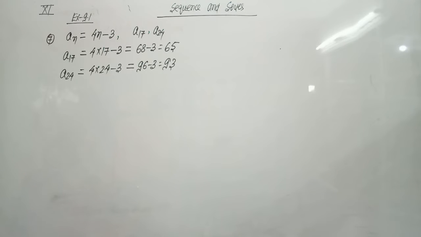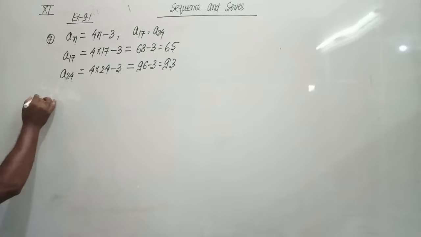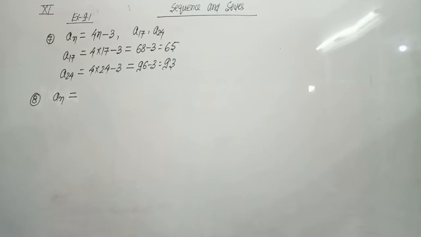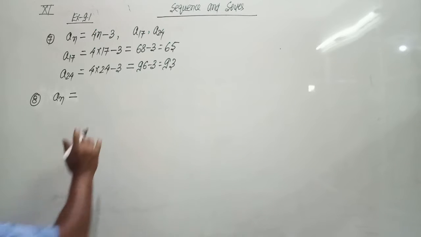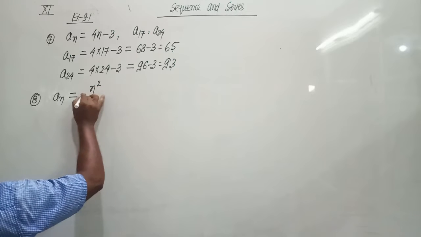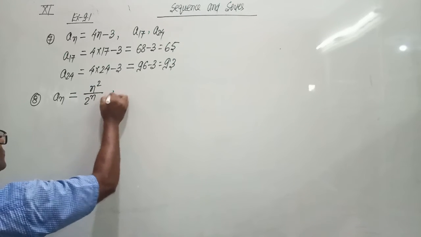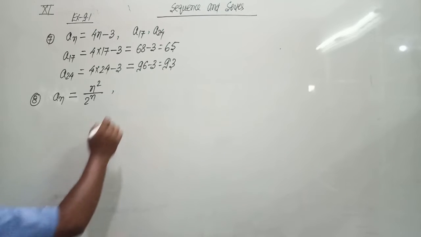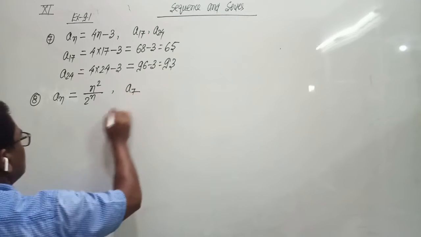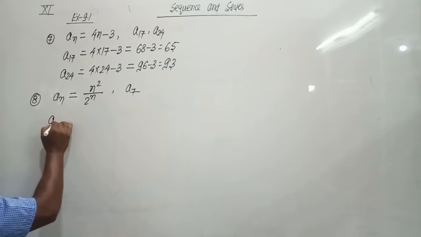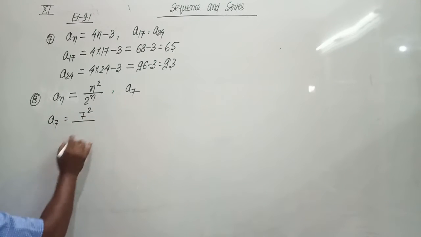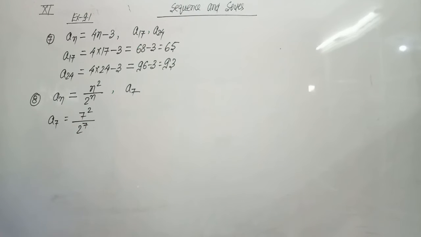Question number 8. The nth term of the sequence is an equals n squared upon 2 raised to the power n. And we have to calculate a7. So put n equals 7. a7 equals 7 squared upon 2 raised to the power 7.